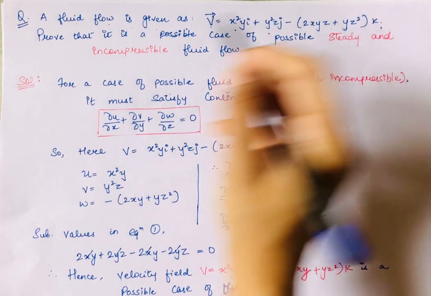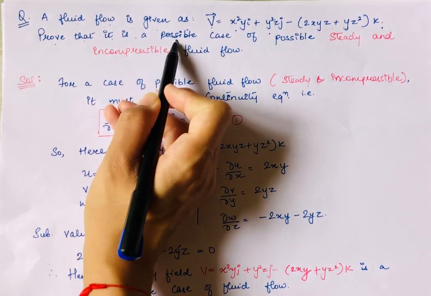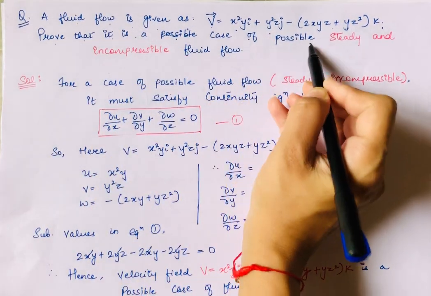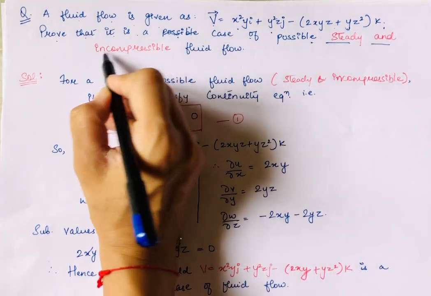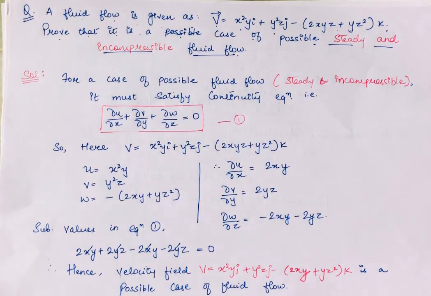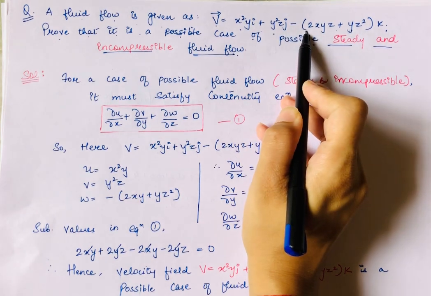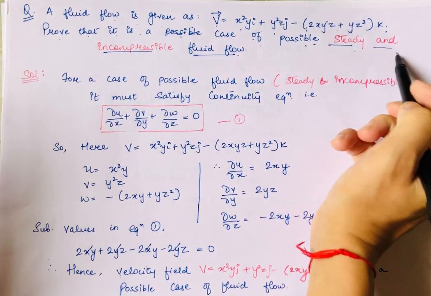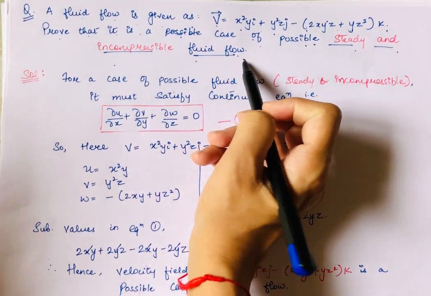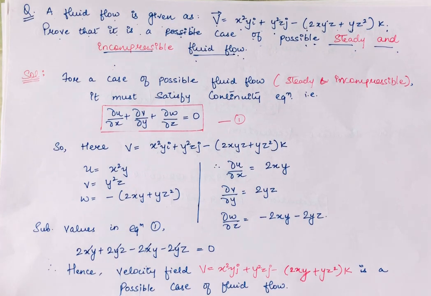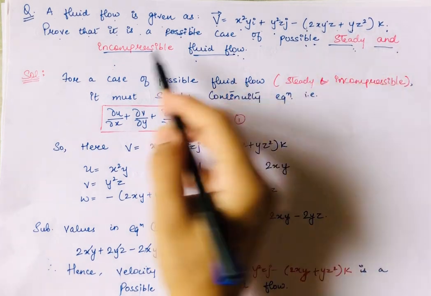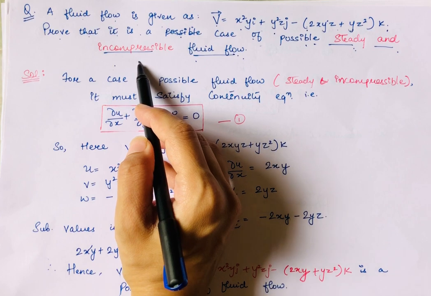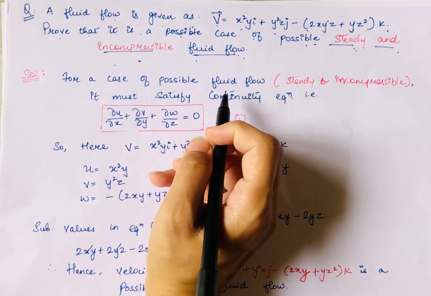Now what we need to do is prove that it is a case of possible steady and incompressible fluid flow. The velocity in vector form of a particular fluid particle is given as this equation, and we need to prove from it that it is a case of possible steady and incompressible fluid flow. It means that the fluid which is flowing is steady as well as incompressible. So let's start with the example.